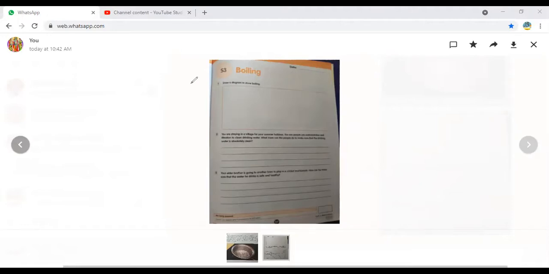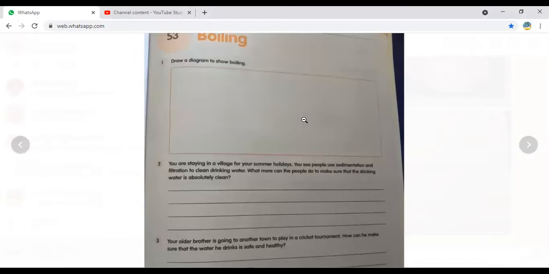This is what I have already drawn on the board, which you should draw in the first part. You should write it in the first diagram. Clear? So draw a diagram to show the boiling method. Right, now the second one.